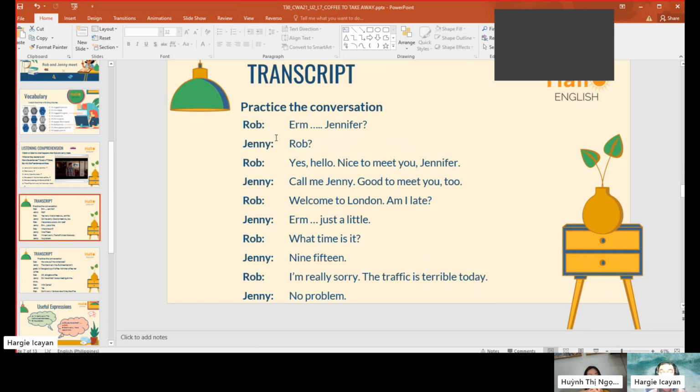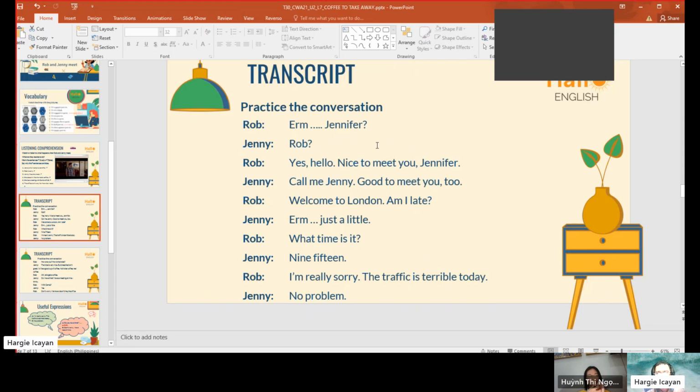Of course, Rob is a gentleman, he's a man, so it's proper that the first time you are going to meet someone, a gentleman or a man should talk first. Okay, Bich? Yes, that's why look at this one.